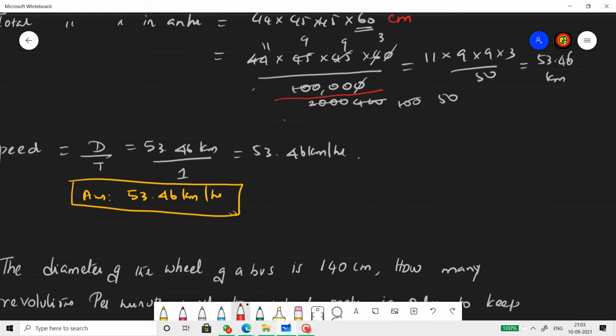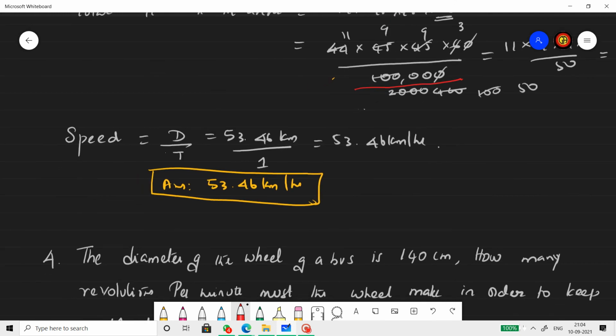So now speed is equal to distance by time. Distance covered in making 315 revolutions in an hour is 53.46 and time is 1 hour. Speed is generally expressed as kilometer per hour or meter per minute. If you wanted to maintain it in meter per minute, you don't need to multiply by 60. You can either maintain the speed in meter per minute or kilometer per hour. I'm going for kilometer per hour, so I'm dividing 53.46 kilometer by 1 hour. Therefore, the speed is 53.46 kilometer per hour.